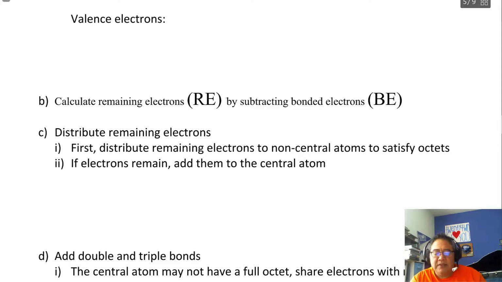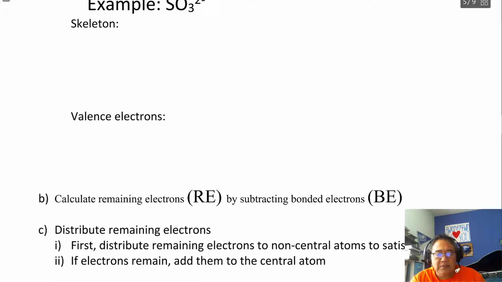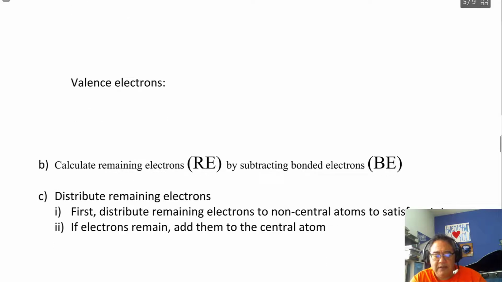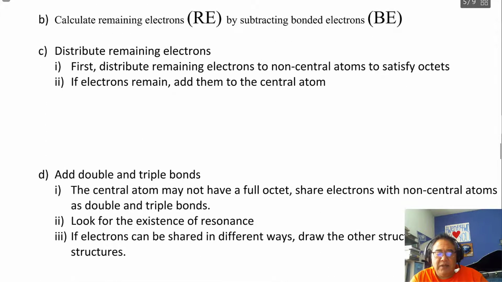Again, you start with the valence electrons, the total number of electrons, and you subtract the bonding electrons. Then you take whatever remaining electrons there are and distribute them on the skeleton to make octets. Sometimes you have to make double bonds in order to do this. If you distribute and make octets for all the atoms, then any remaining electrons have to go on the central atom.